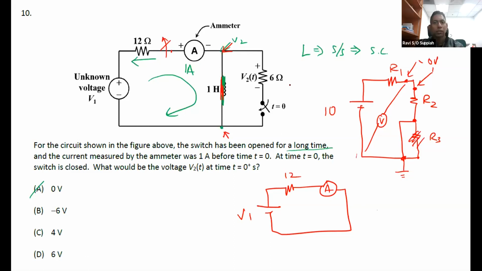The answer would be, when you first open the switch, is it? Yes, at time t equals 0 plus. At time equals 0 plus, the current through here would still be 1 ampere. So yeah, it will be considered negative 6 volts. Yeah, correct. Okay, thank you.